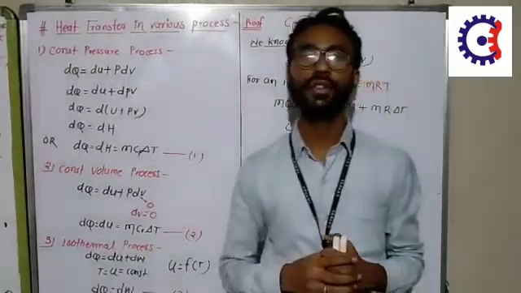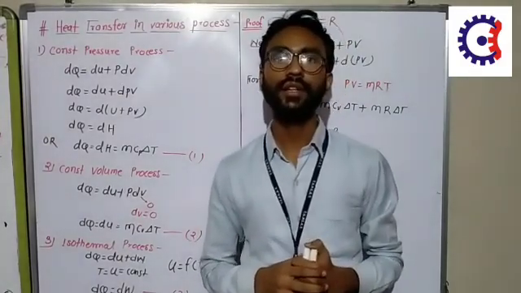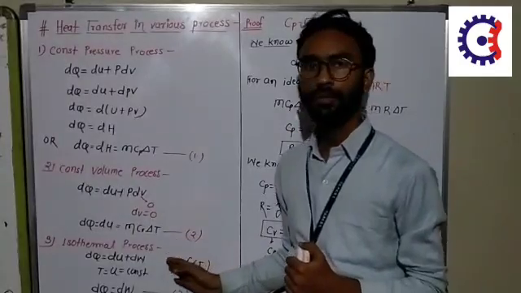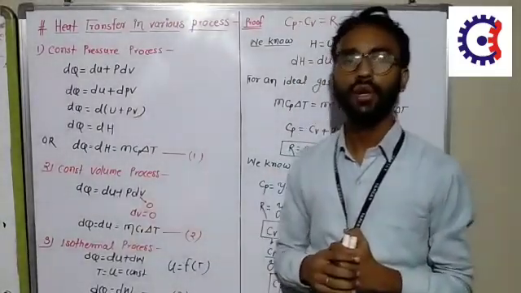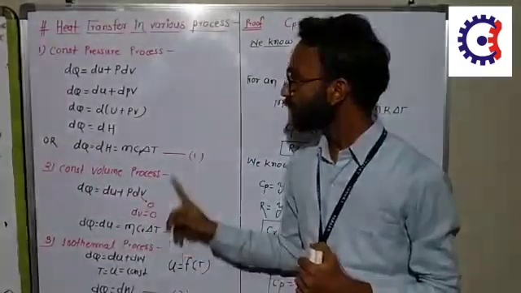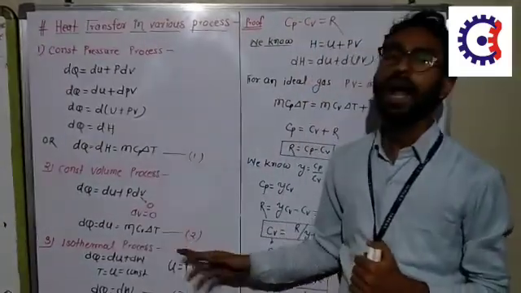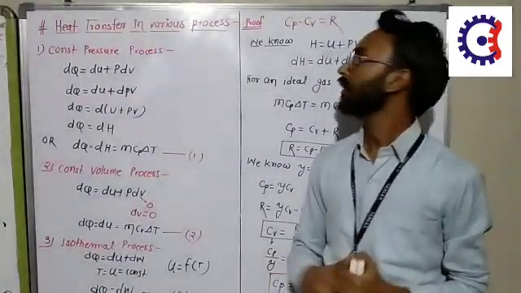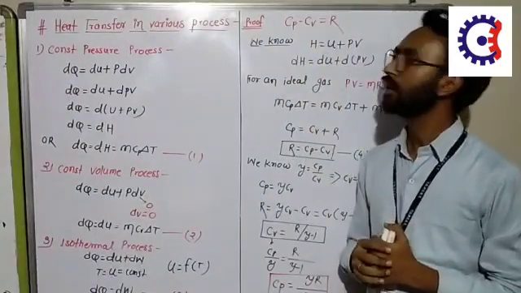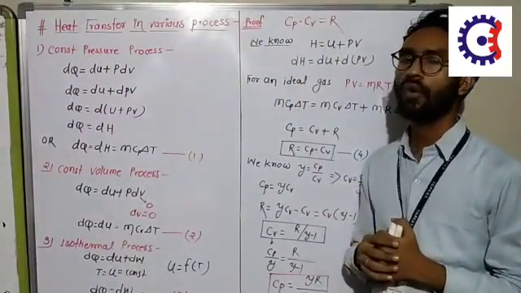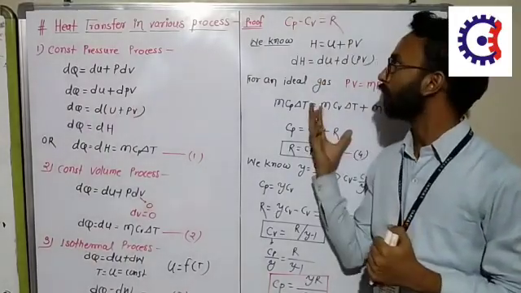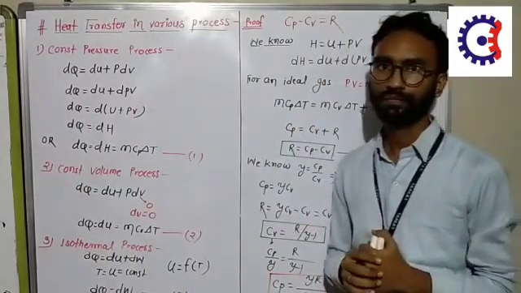About the heat transfer in the various processes like the constant pressure process, constant volume process, isothermal process, adiabatic process and the polytropic process. Today we will discuss three processes: constant pressure process, constant volume process and the isothermal process. And we can prove that the specific heat at constant pressure minus specific heat at constant volume is equal to the characteristic gas constant R. We can prove this.